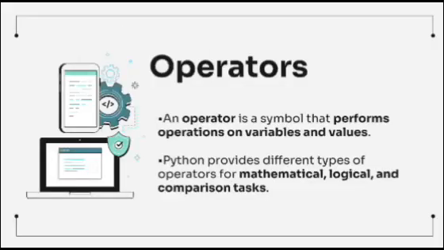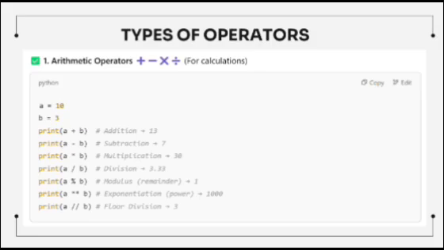Operators. An operator is a symbol that performs operations on variables and values. Python provides different types of operators for mathematical, logical, and comparison tasks. So let's have a look at the operators. Arithmetic operators: plus, minus, multiply, and divide for calculation. So print a plus b. By printing a plus b, we will get 13 as the output. These are all the types of operators in the arithmetic operators.